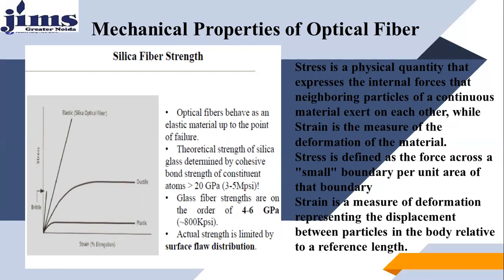Optical fiber behaves as an elastic material up to a point of failure. So optical fiber gives you a certain flexibility. It can be expanded, but only up to a certain point. After that point, maybe the core or cladding may break, so there is a failure of the optical fiber. So optical fiber definitely shows some elasticity, some stress, right? And this picture shows the basic relationship between strain, which is in percentage, and stress.